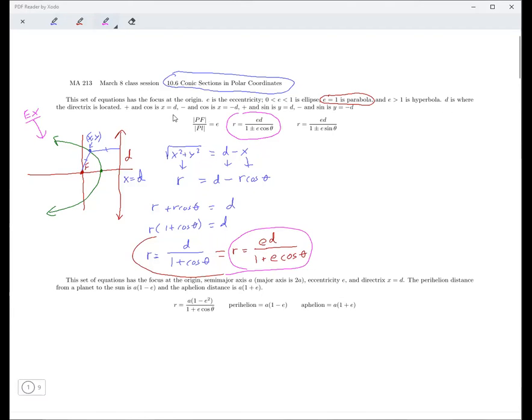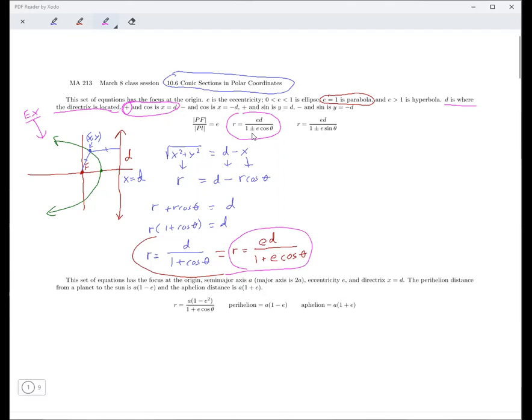The way that you read that is d is where the directrix is located. Here, it's plus. So plus and cosine is where the directrix is at x equals d. Now, if the directrix had been over here, then it would be minus cosine, so it would be 1 minus e cosine theta. Now, if the directrix is up here, then it'll be plus sine.